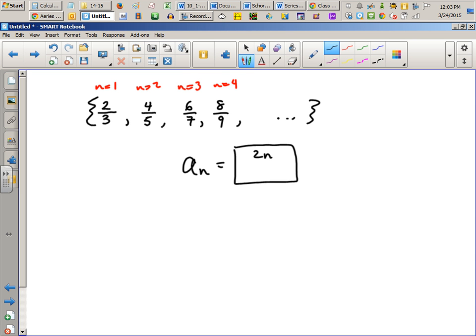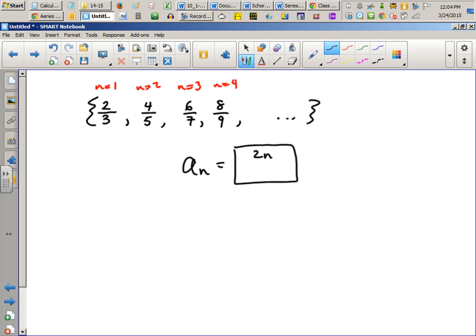Or you can ask, what do the bottom black numbers have to do with the top black numbers? What do you notice about the bottom black numbers compared to the top? You don't have to compare it to the red, compare it to the top. 1 more. It's always 1 more. So if the top is 2n, the bottom then would automatically be 2n plus 1.